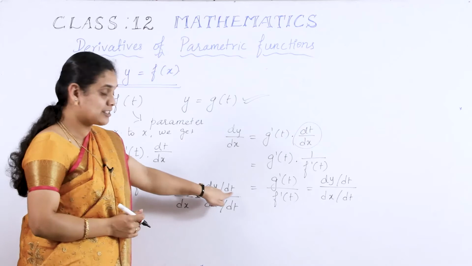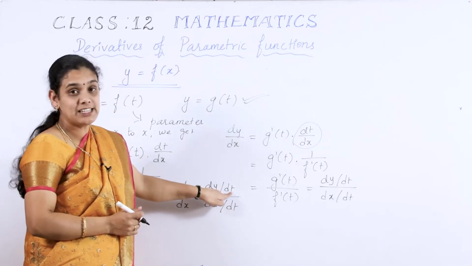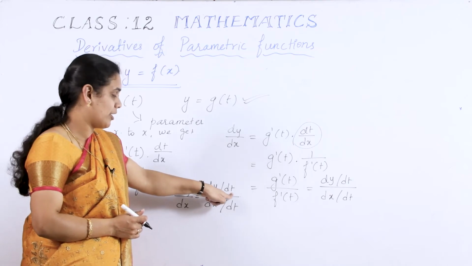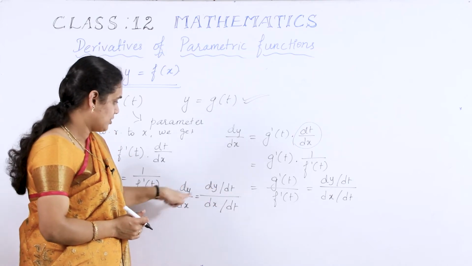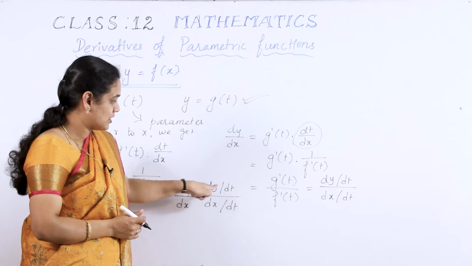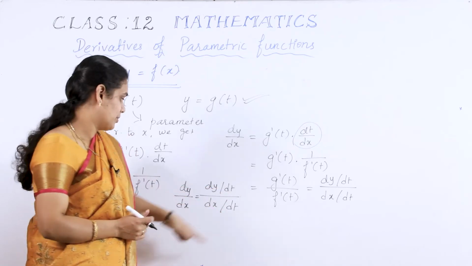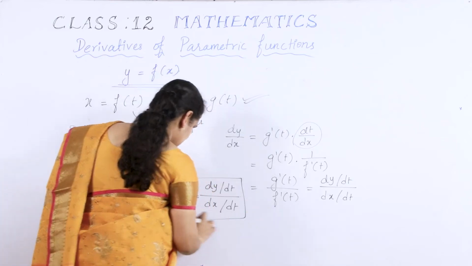Here I am taking t as the third variable. Sometimes it might be theta or phi, whatever it is, so accordingly we can change this variable. So dy by dx, we have to get it by differentiating y with respect to the third variable, divided by differentiating x with respect to the third variable. Please remember this one. This will do.